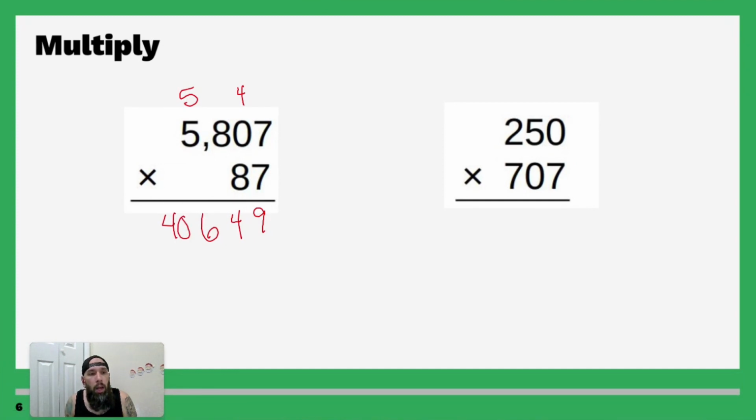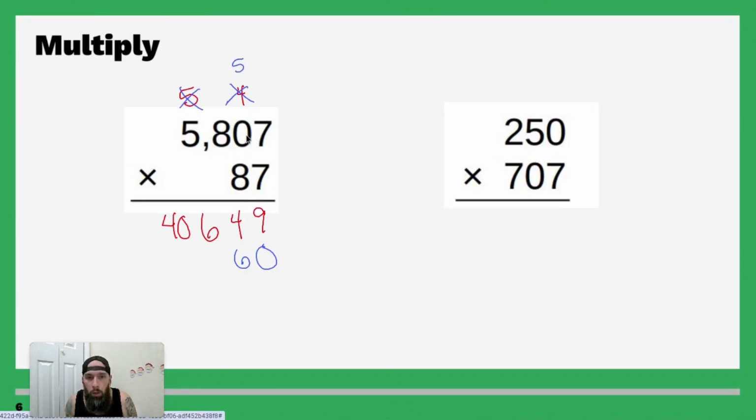40649. Now we're going to move to the next digit, and the next digit is going to be an 80 something, so we're going to attach a 0. Multiply 8 to all of these guys. We don't need you, and we don't need you. 8 times 7 is 56. Write out the 6, carry the 5.